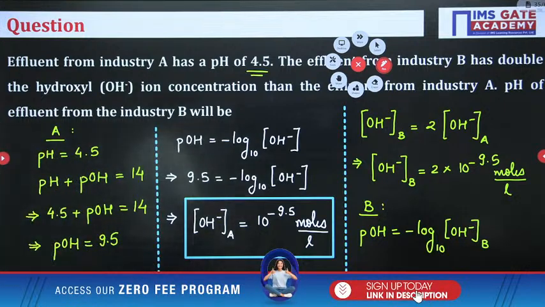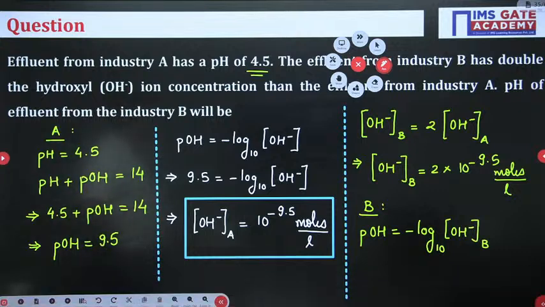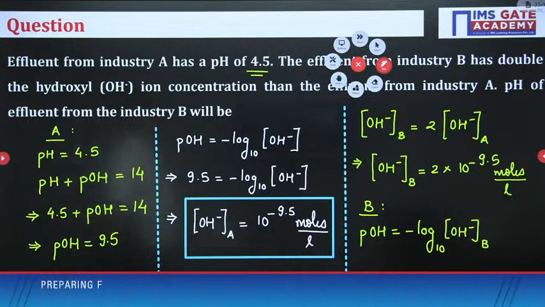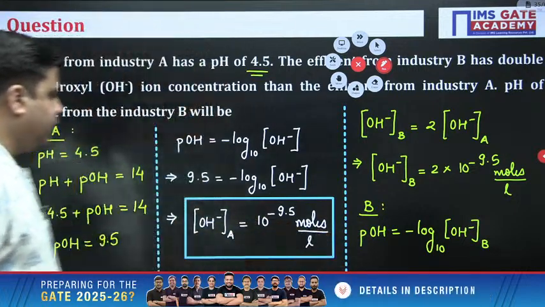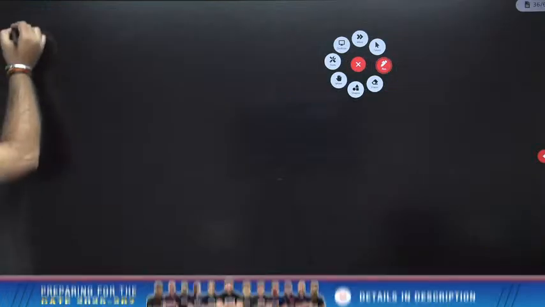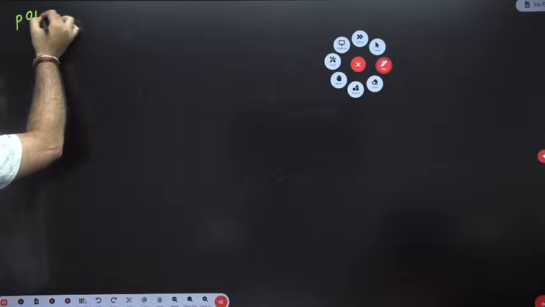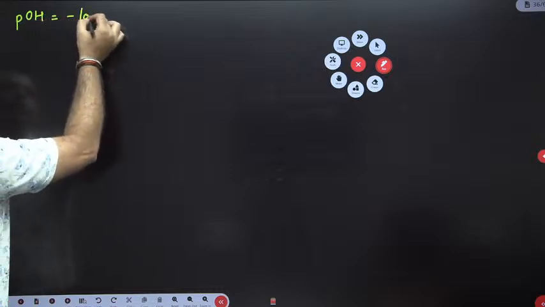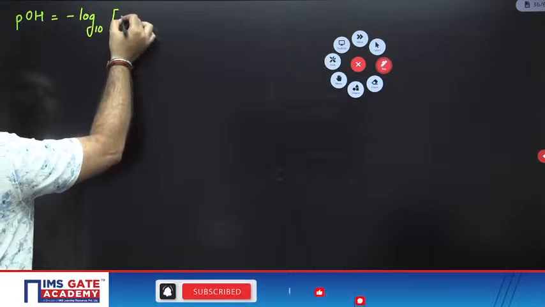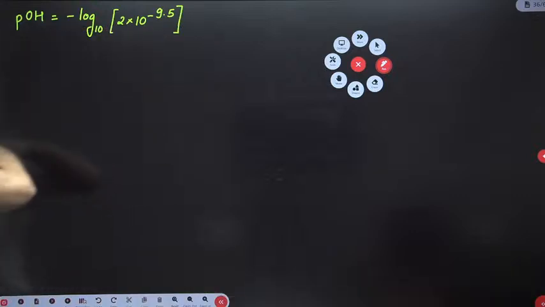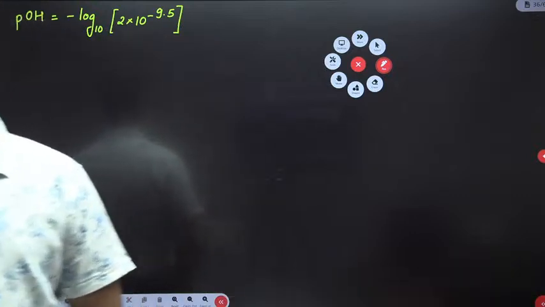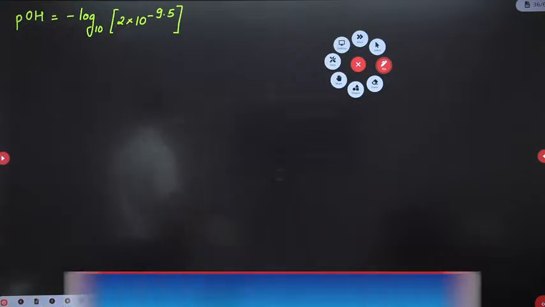So 4.8 is the pH for industry A. Not 4.8 beta, 4.5. Acha, 4.8 is the pH of industry B. Okay. Get me this value of pOH for industry B. So pOH for industry B is negative log to the base 10 of 2 into 10 raised to power minus 9.5 moles per liter. Calculate this. Get me the value of this pOH for industry B.